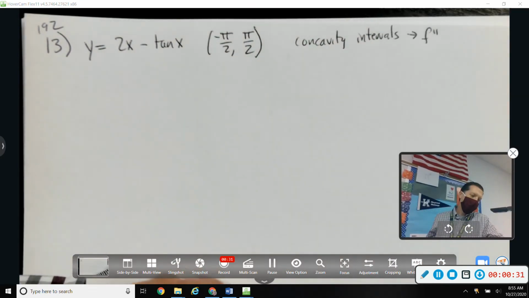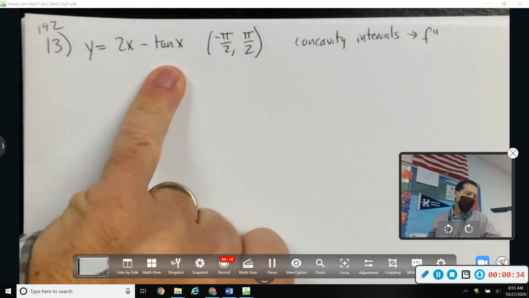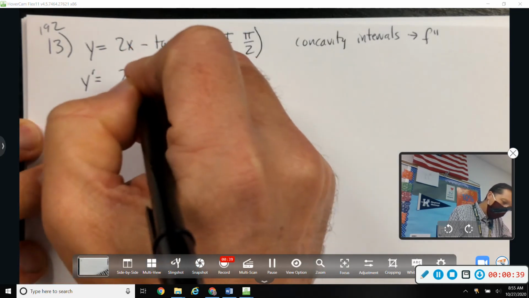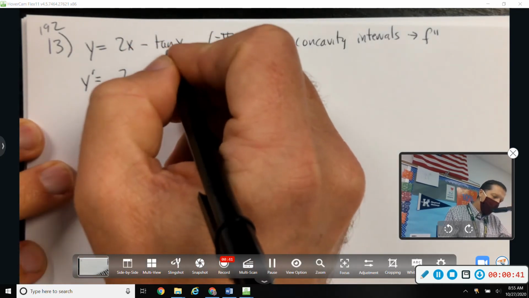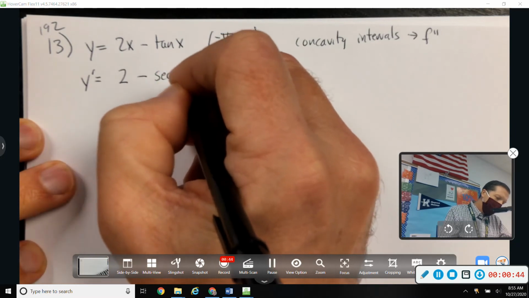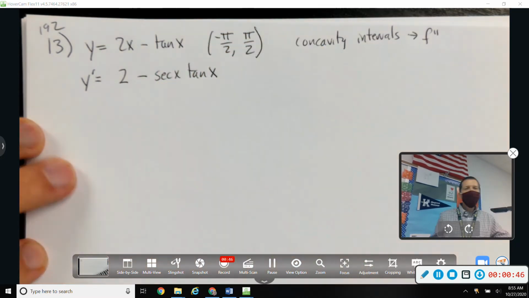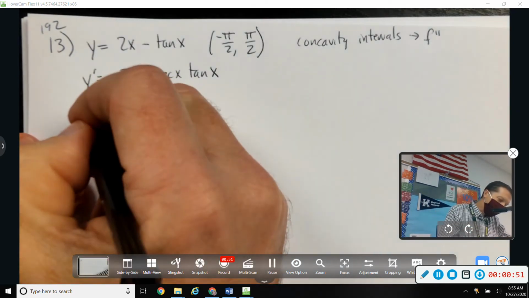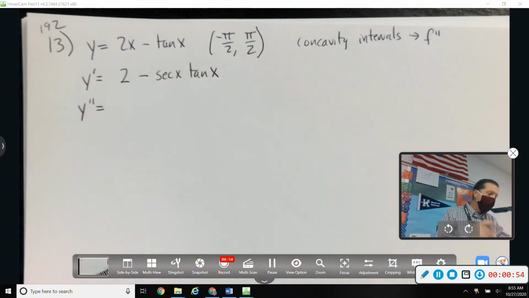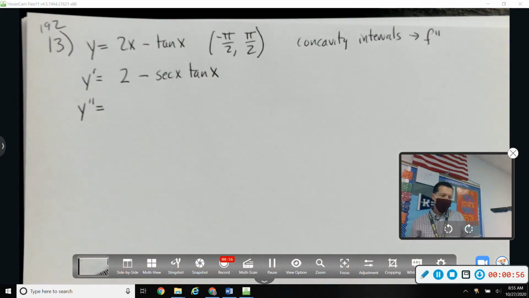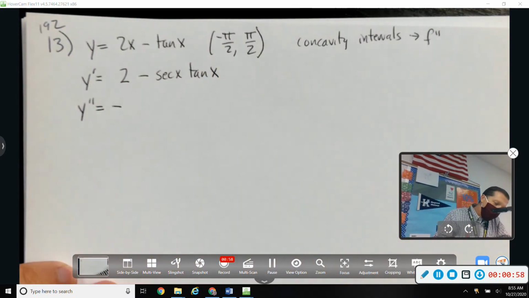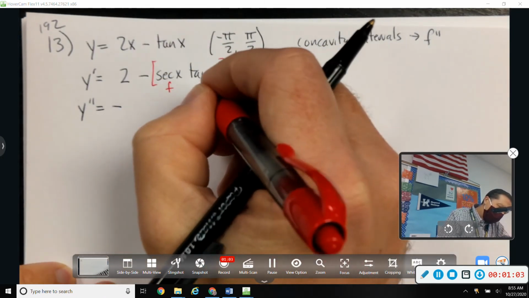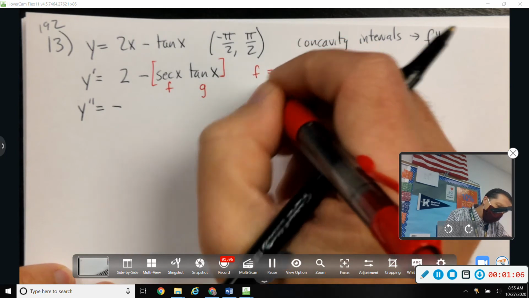Just looking ahead, derivative of tangent I know. Derivative of that's going to be a pain maybe. So y prime is 2. Derivative of tangent is secant tangent. Okay, not bad yet. But I need to do a second derivative. Derivative of 2 is 0, so hey, that's nice. Wipe that one out. But for the second piece, I'm going to leave the minus sign out front. And I'm going to have to do a product rule.